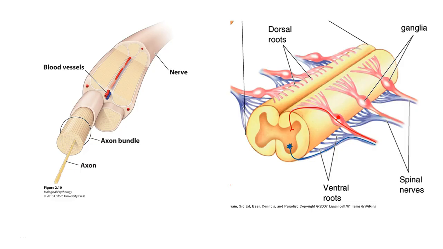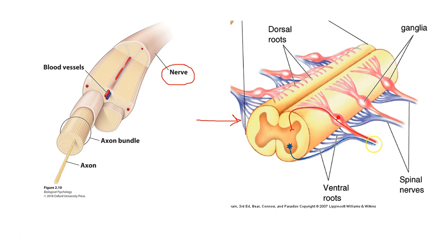So let's talk about nerves first for a second before we talk about the peripheral nervous system. So we've discussed axons, right? Axons can be bundled together to form a nerve. So when we talk about nerves, they're actually large bundles of axons that are originating from the central nervous system, either the brainstem or the spinal cord. So what you have here on the right are nerves that are entering and exiting the spinal cord.